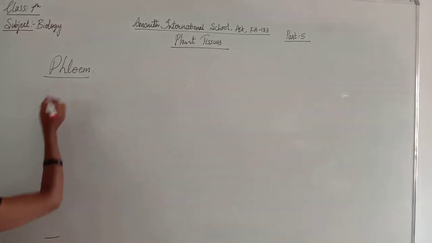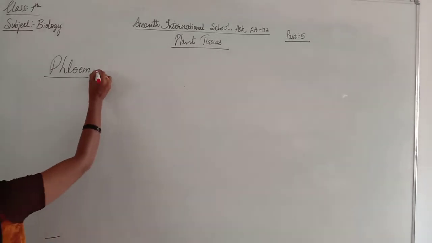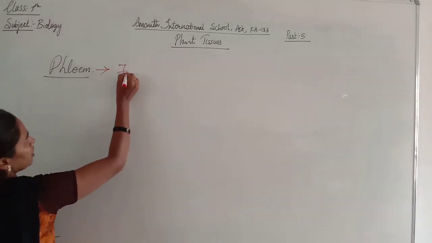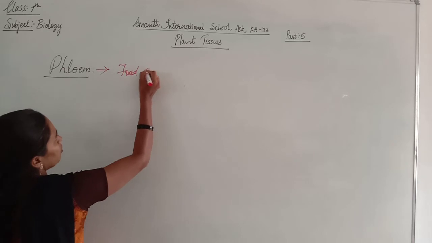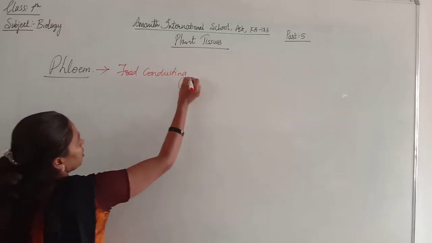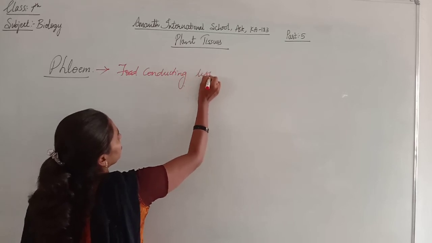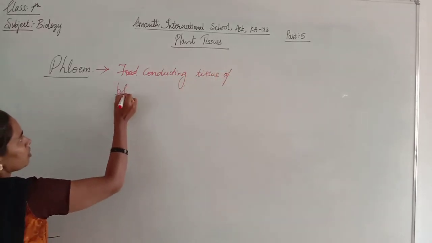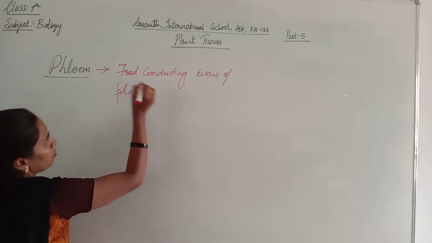Now we shall study the phloem tissue. Phloem is the second type of complex permanent tissue. Phloem is a food conducting tissue of plants.